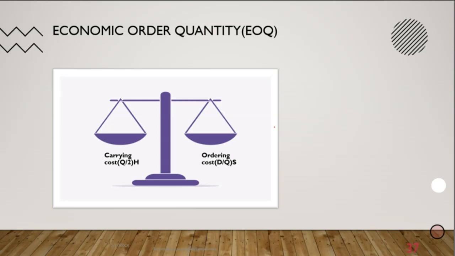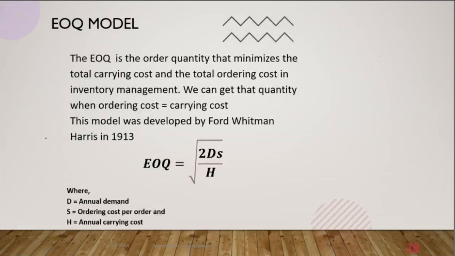We shall still go ahead to use other examples to explain what this principle is. The economic order quantity is the order quantity that minimizes the total carrying costs and the total ordering costs in inventory management. We can get that quantity when the ordering cost is equal to the carrying cost. This model was developed by Ford Whitman Harris in 1913. This is the formula that is used to derive that quantity.